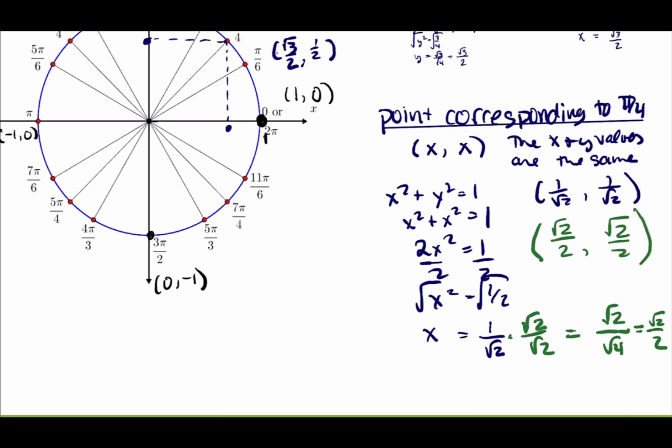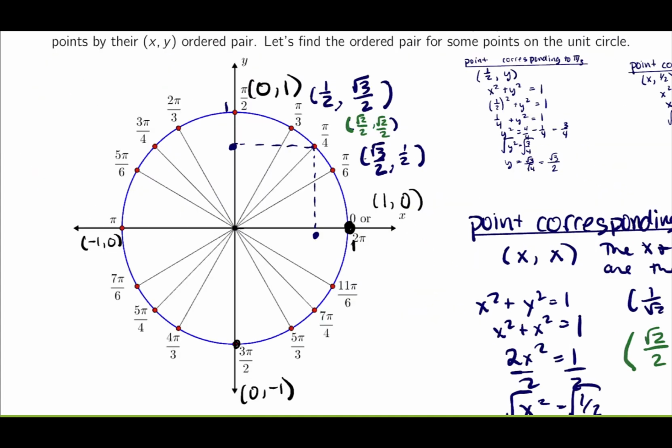And if you check that in the calculator, the square root of 2 divided by 2 is about 0.707. So our estimate of about 0.6 or 0.7 was a really good estimate. Let's fill that in. We now know the points that correspond to all angles in the first quadrant of my unit circle. The first quadrant being this area up here.